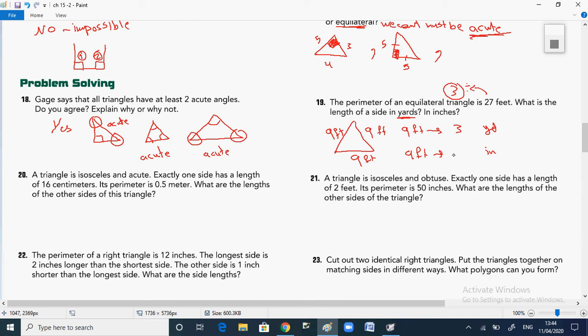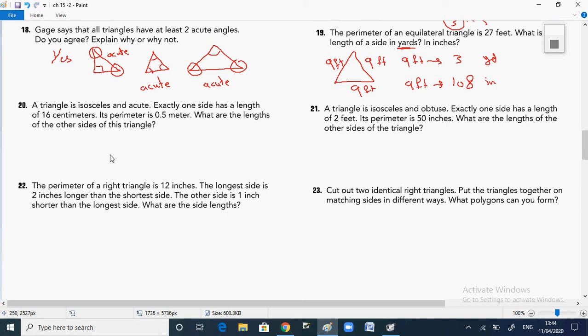Do you remember when we talked about how to convert between yards and inches and feet? Now, if I want to convert from feet to inches, what should I do? Yes, what should I do? Yeah, excellent. We have to multiply by 12. So 9 times 12 is 108. So 108 inches.